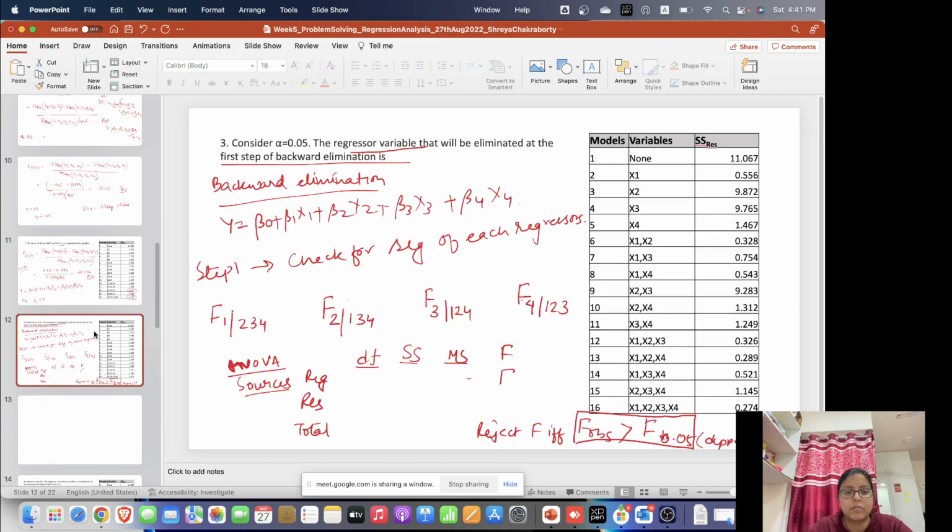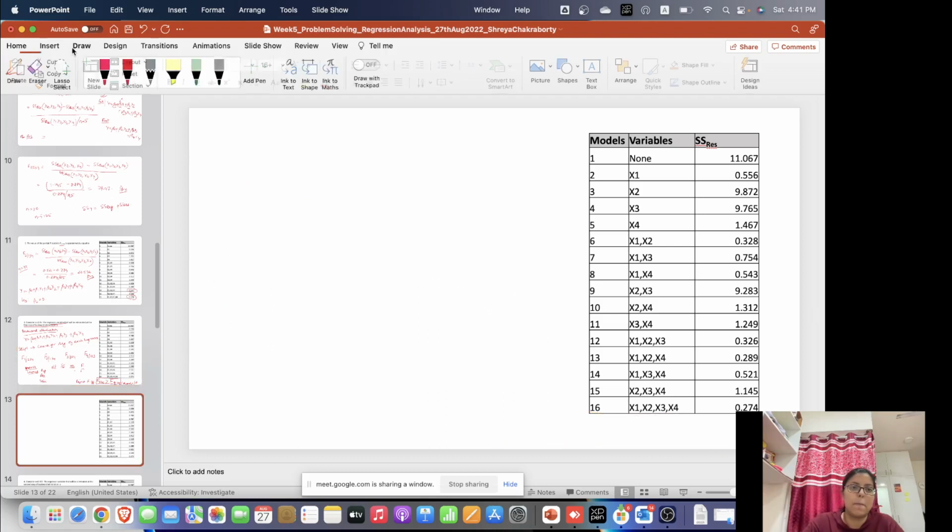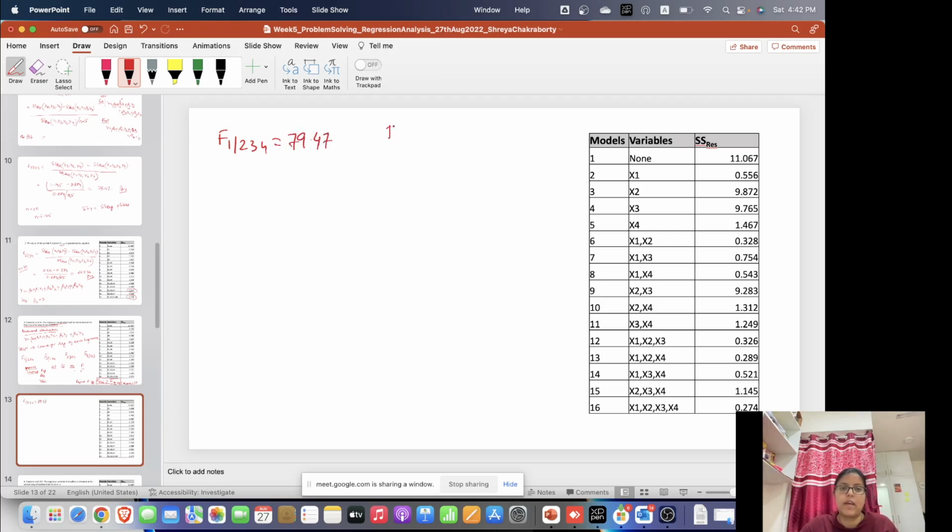Now, keep it here. From the previous two exercises, we saw that F1 given 2, 3, 4 came out to be something like 79.47, and F2 given 1, 3, 4 was 22.536. Now I have to find out F3 given 1, 2, 4 and F4 given 1, 2, 3.